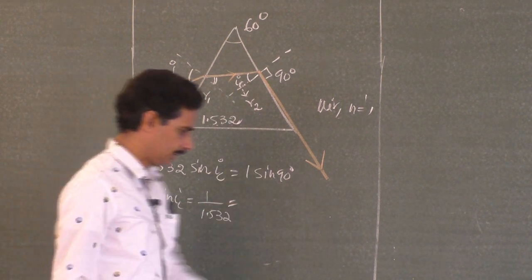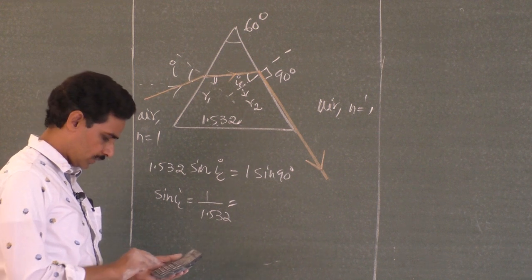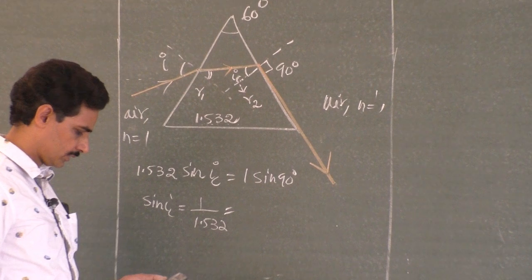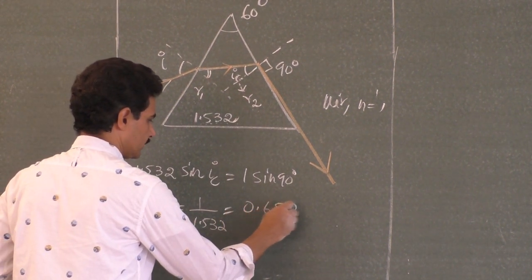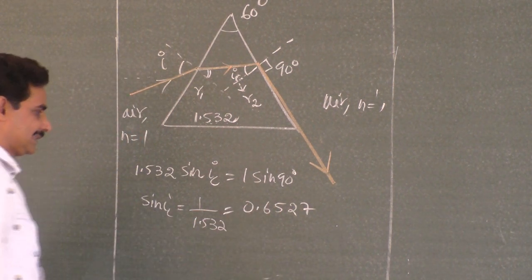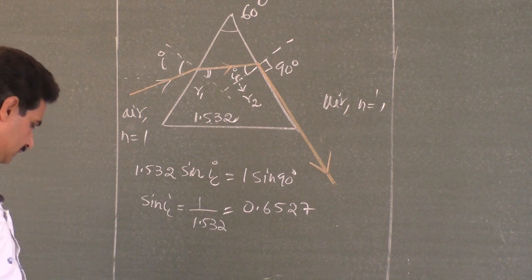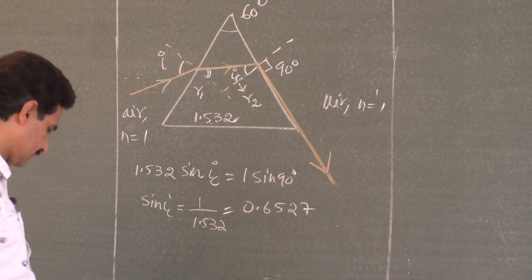Let me calculate what is 1 by 1.532. You can do it yourself. 1 divided by 1.532 is equal to 0.6527. Last time it was 1.5, and we got 0.666. Now it is 0.6527, right? Let me check it again: 1 by 1.532 is 0.6527.